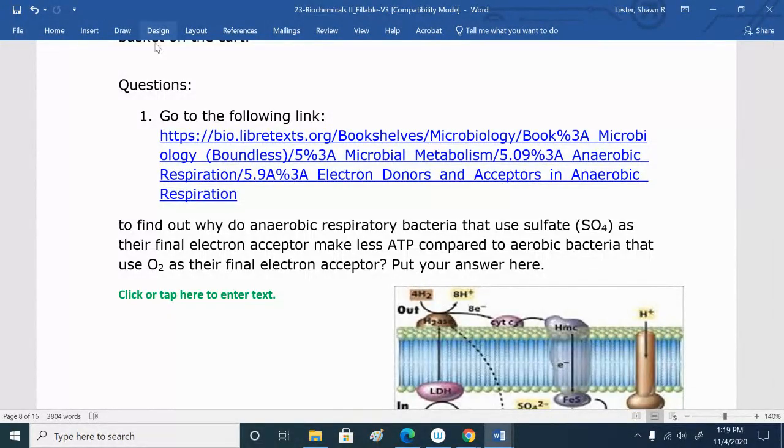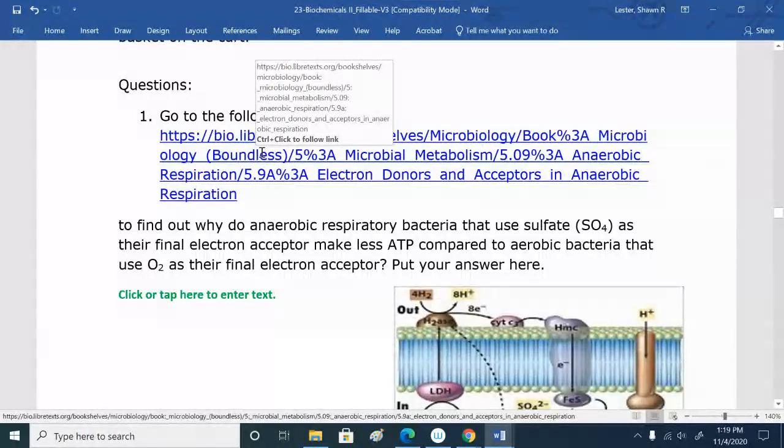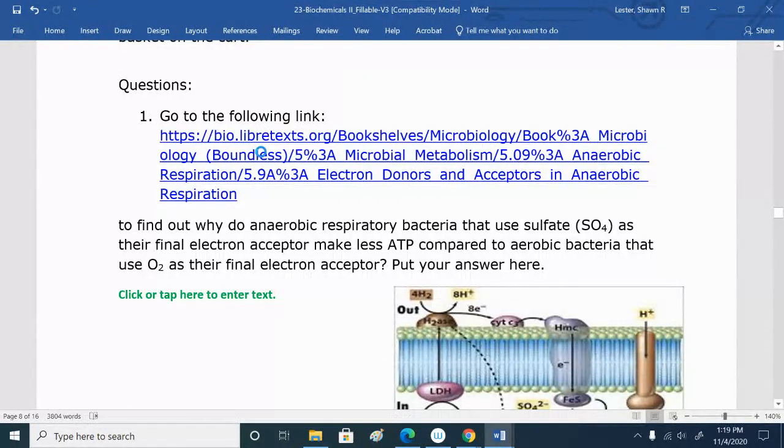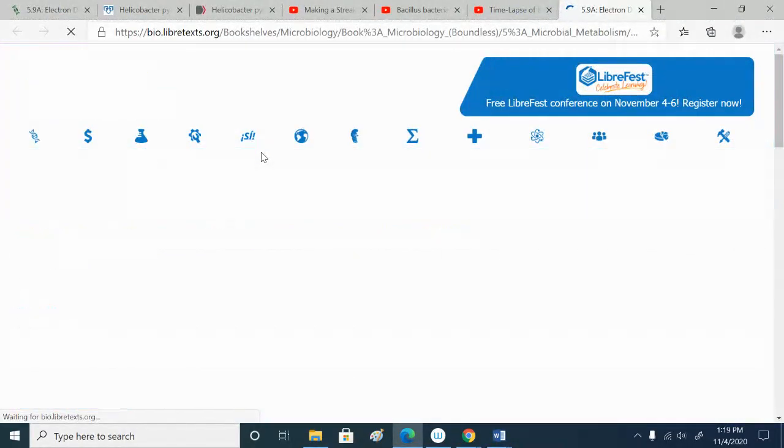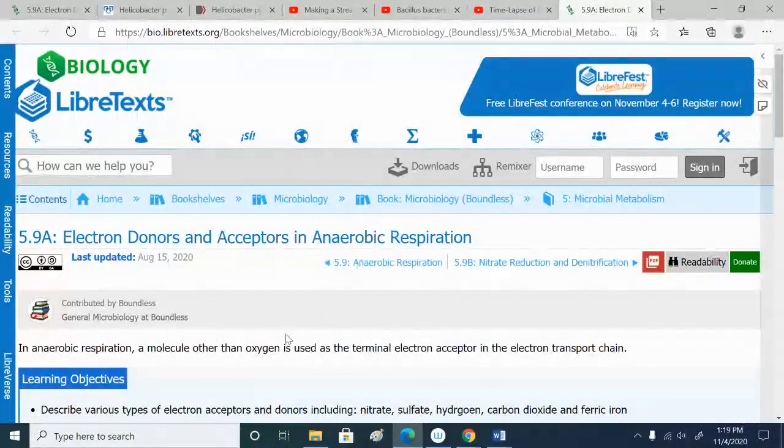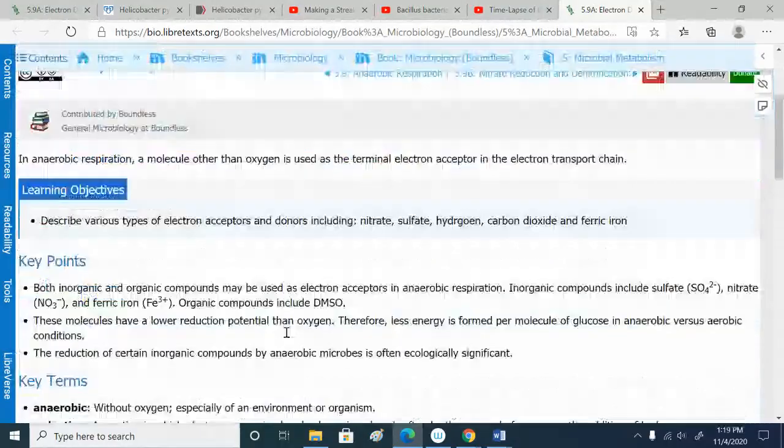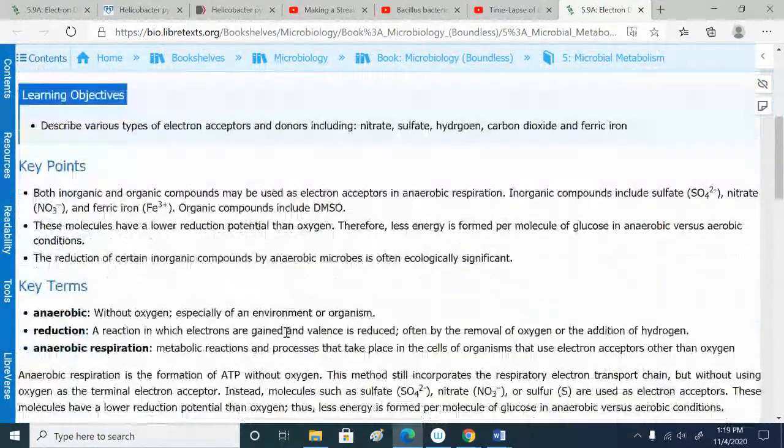So you should take a look at this. We'll just take a quick look at it and see. It's just an article that talks about anaerobic respiration, in particular using sulfur.